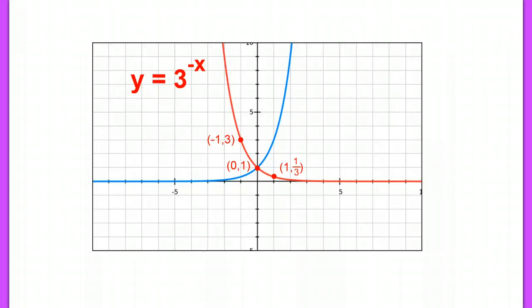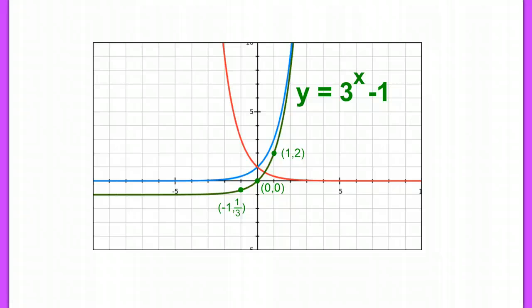And if we were to take a look at this, I do want to note though that also 3 to the negative x is the same as 1 over 3 to the x. Okay. And also, if we look at y equals 3 to the x minus 1, now everything's been shifted down. So we look at our original blue graph here, and everything has been shifted down 1 point. So now our intercept is at (0, 0).